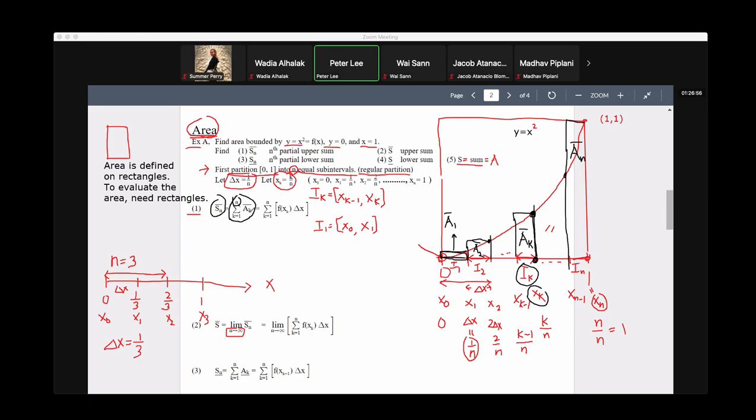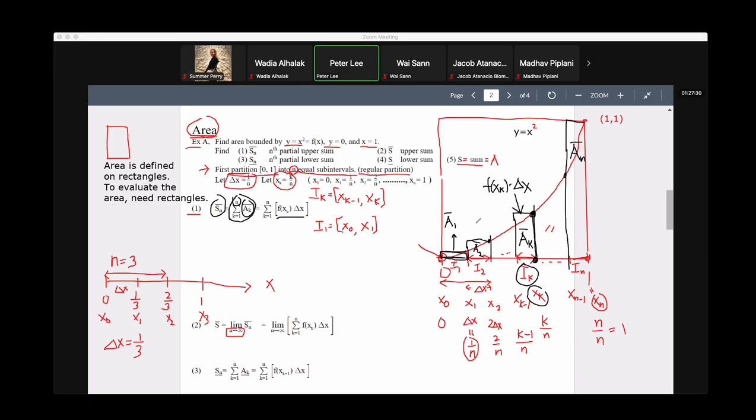So what is A sub k bar? A sub k bar happens to be f at x sub k times delta x. So if you look at this A sub k bar right here, what is the area of the rectangle? That is equal to f at x sub k, which is the height of this rectangle. And then what is the base of this rectangle? The base of the rectangle is basically delta x. That is the area of this kth rectangle, A sub k bar.